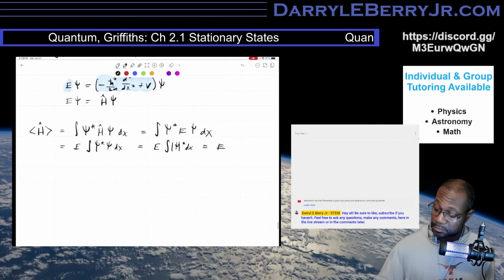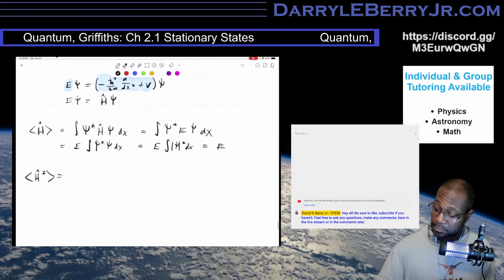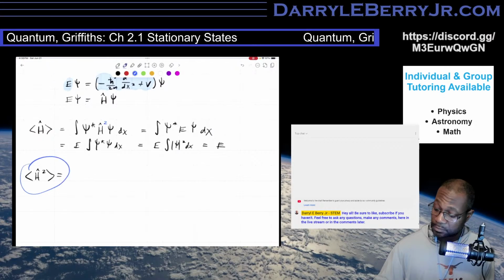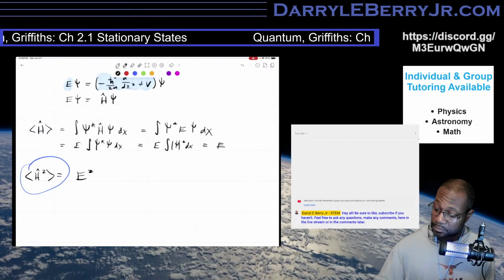And if we were to do this squared, we would just have an E squared here. So you end up with an E and you'll still have an H, but there's still a psi on the right. So it'll happen again and you'll just end up with E squared. So this is a very important dynamic that we will look more into later about how this outputs energy.